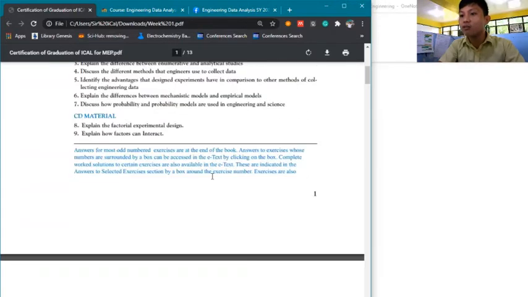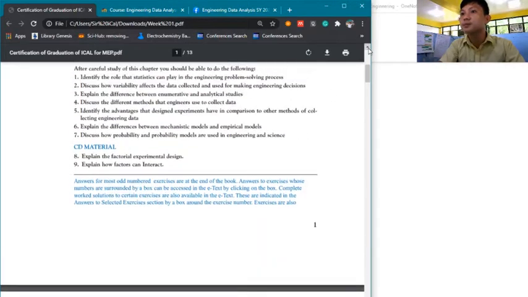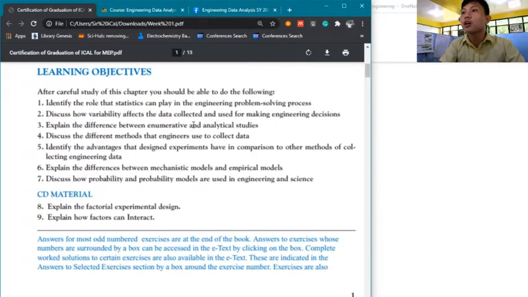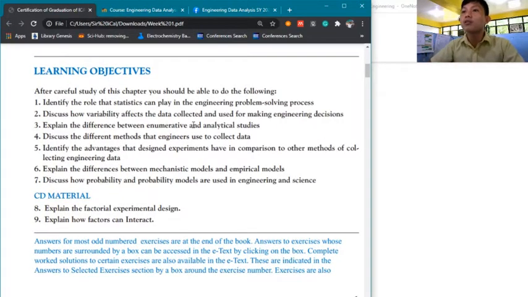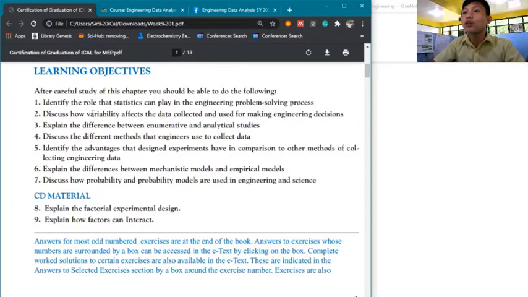At the end of this chapter, you should be able to do the following. Identify the role statistics plays and how variability. Mamaya may encounter natin kung anong ibig sabihin ng variability. Also, we're going to discuss different methods that engineers use to collect data, and identify the advantages that designed experiments have in comparison to other methods of collecting engineering data. Explain differences between mechanistic models and empirical models. Leave out muna natin ang number 7 objectives.